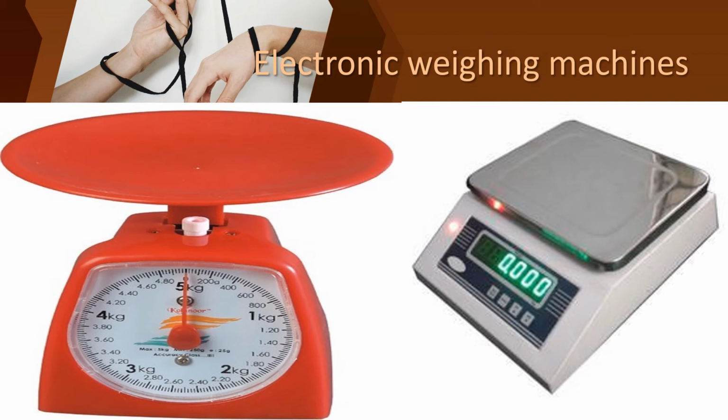And then we have learnt about the physical balance and the electronic weighing machine. Where do we use this physical balance? We use this physical balance in the laboratories to get accurate measurements, to get accurate and smaller masses. So we use the physical balance in the laboratories, and we also use the electronic weighing machine.